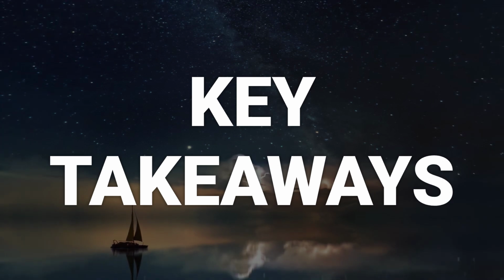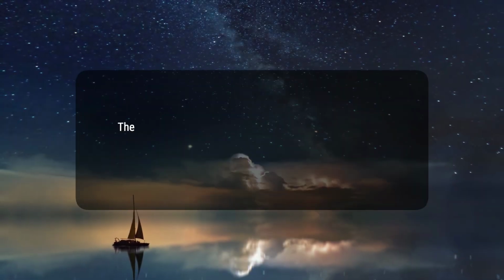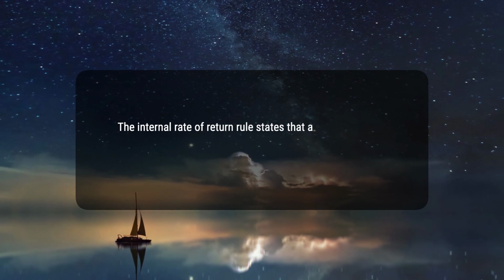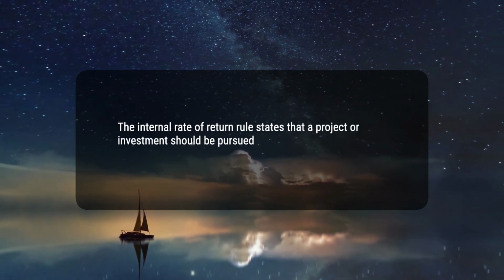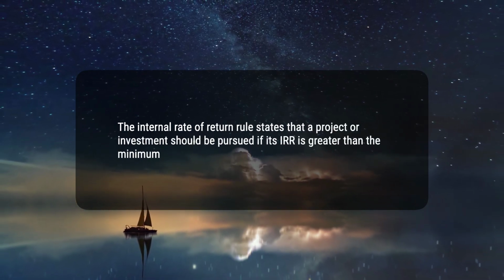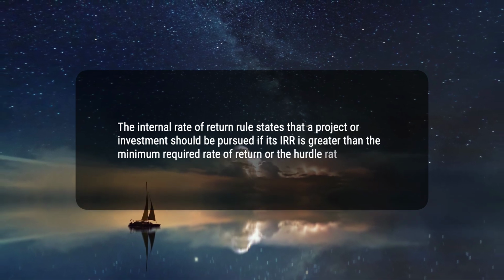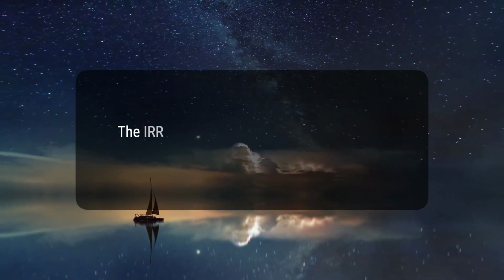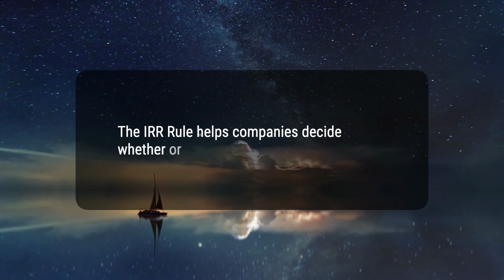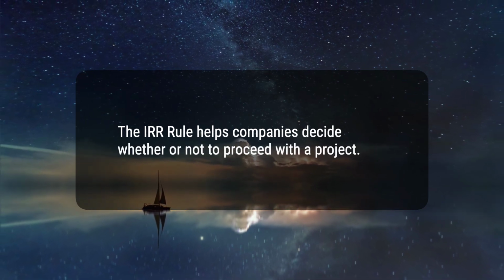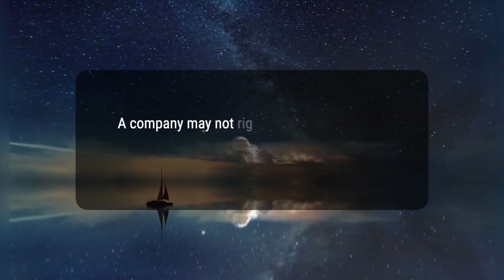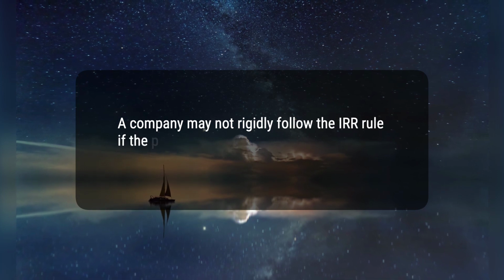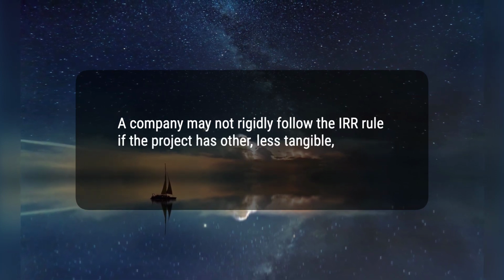Here are three key takeaways. 1. The internal rate of return rule states that a project or investment should be pursued if its IRR is greater than the minimum required rate of return or the hurdle rate. 2. The IRR rule helps companies decide whether or not to proceed with a project. 3. A company may not rigidly follow the IRR rule if the project has other, less tangible, benefits.